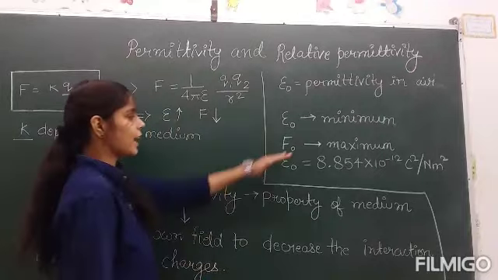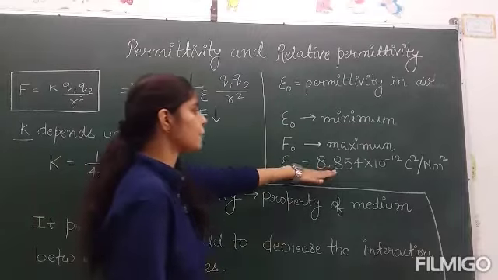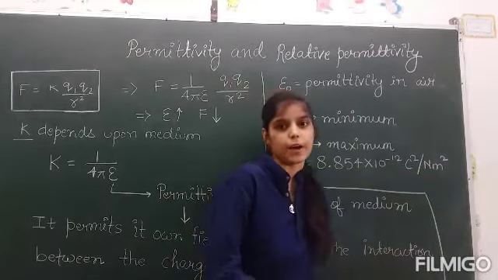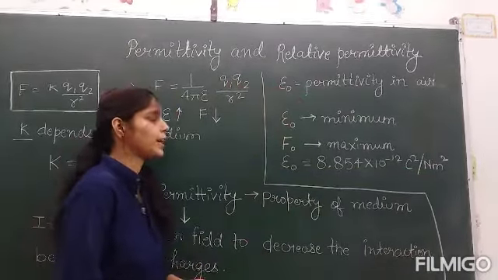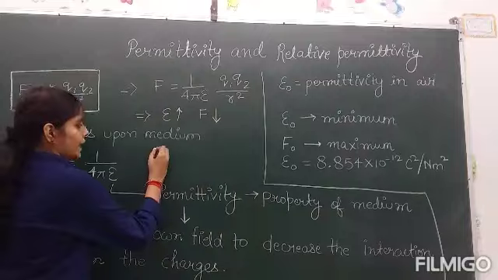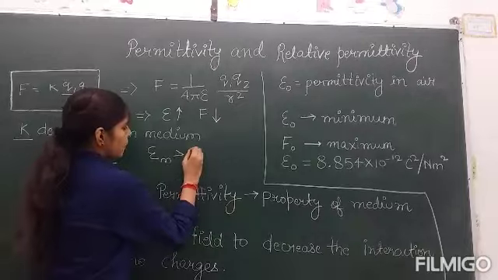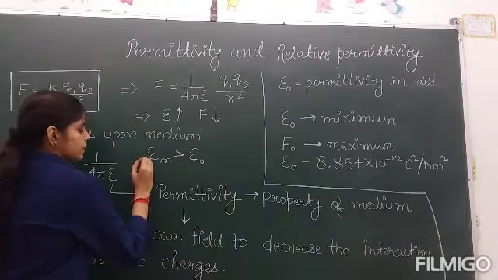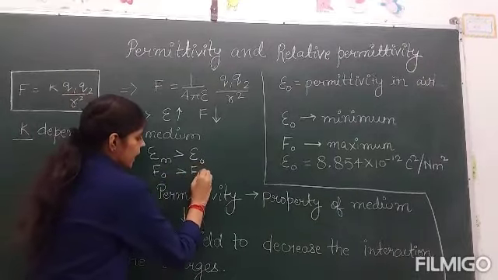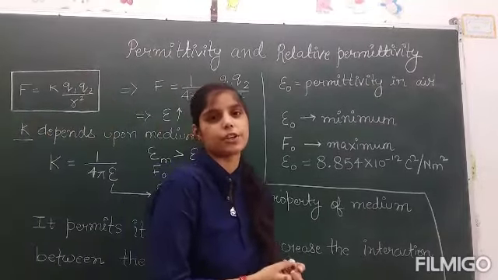Hence, we can also say that force is maximum in air, and the value of minimum permittivity is equal to 8.854 into 10 to the power minus 12 coulomb square per newton meter square. This will help us in calculating the force in air. So the permittivity of any medium is always greater than the permittivity in air, and the force in air is always greater than the force in any medium, as there are no particles present in the air to decrease the interaction between the charges.